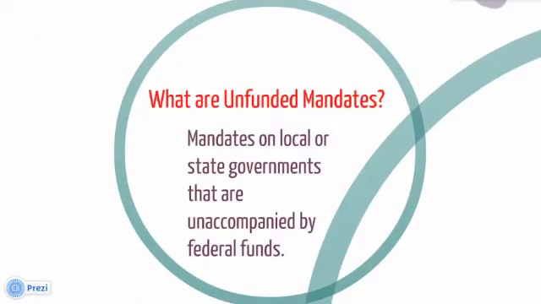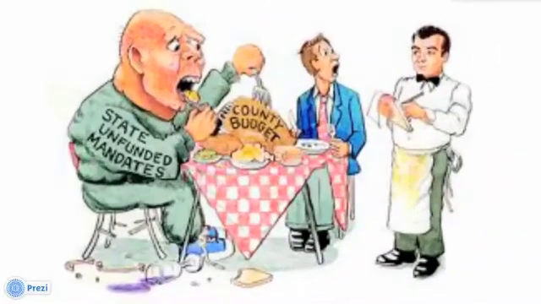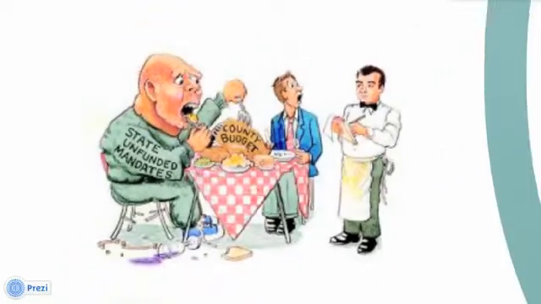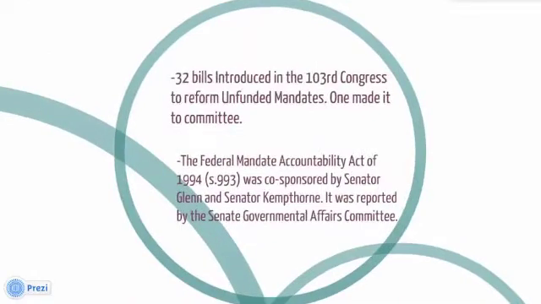In the early 1990s, these actions convinced members of Congress to start introducing legislation. 12 unfunded mandate bills were introduced in the House of Representatives, and 10 were introduced in the Senate during the 102nd Congress. None of these bills were reported out of committee.